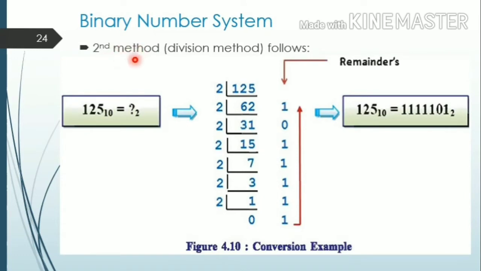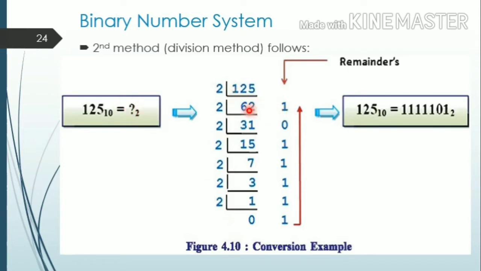Again, we will take the second method of converting binary numbers into decimal numbers, and this is called the divisional method. 125 base 10, because this is a decimal number. How much is the base 10? It means how much it will be in binary numbers. So what we will do is continuously divide 125 by 2, because the base is 2.